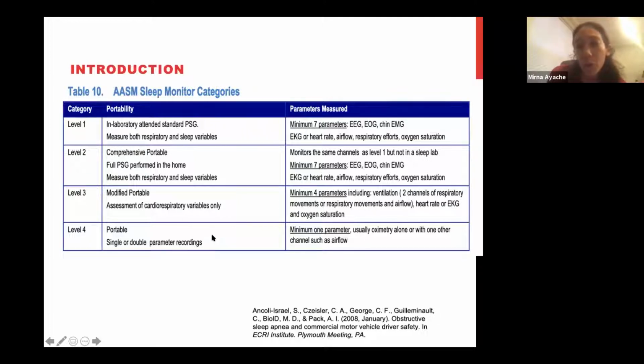So level 4 is pretty much the simplest sleep study that you could get, and it only requires a minimum of 1 parameter. You can have just an oximetry by itself with an EKG, or you can have an airflow channel, and that's classified as level 4. And we want to see here what we can get out of a level 4 sleep study, and how we can use its parameters to help us diagnose sleep apnea, or use it in other ways also.